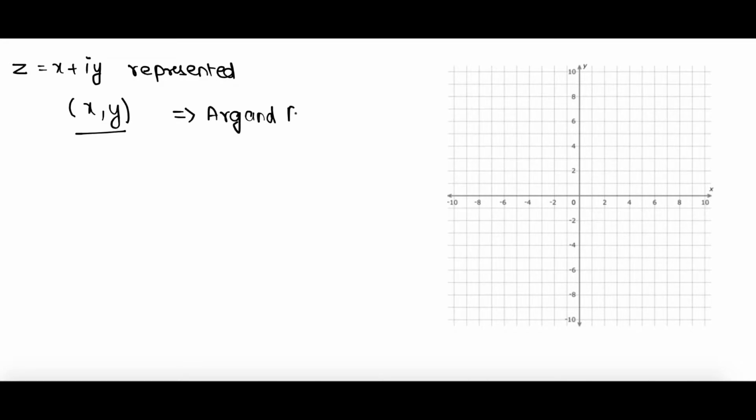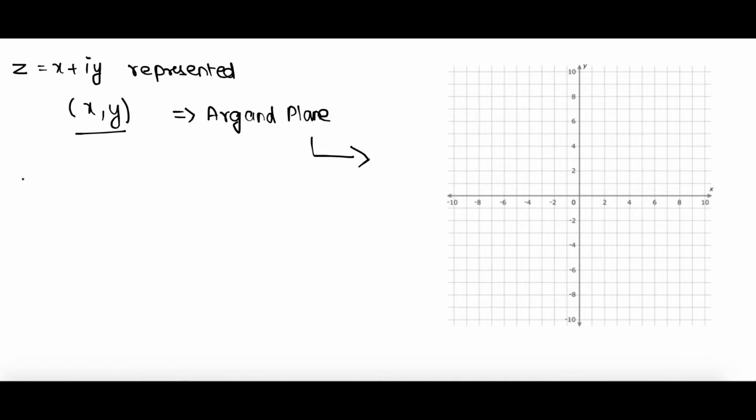In complex numbers, z is equal to x plus iy, which can be represented as x comma y in the Argand's plane. So we are going to represent this as x comma y in Argand's plane. How to represent that in this particular graph? We are going to look into that with a few examples.